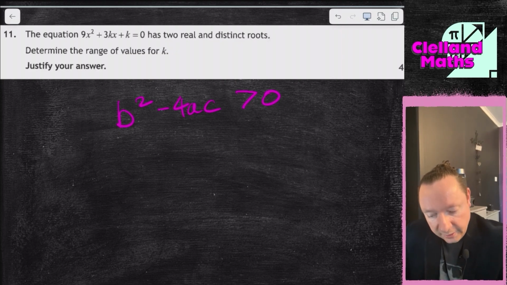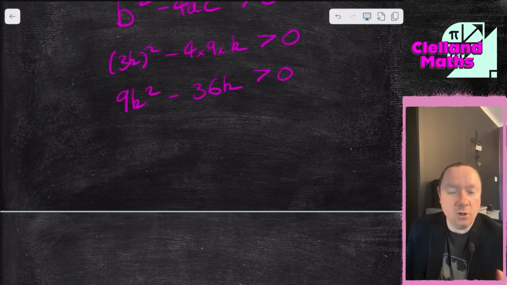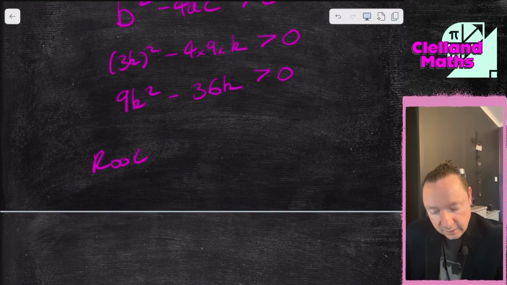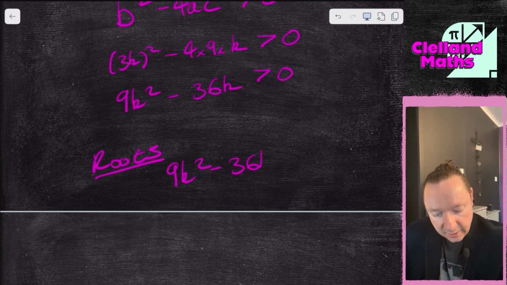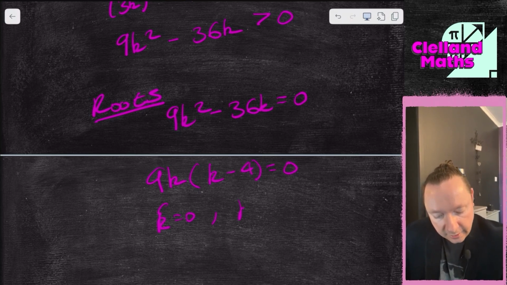So what is our b? 3k, squared, minus 4 times 9 times k is greater than 0. That's 9k squared minus 36k is greater than 0. So to solve something like this, you look at the roots. It's just a quadratic inequality. And that gives me 9k squared minus 36k equals 0. 9k is a common factor to give k minus 4. So k is 0 from the first place, and k is 4.